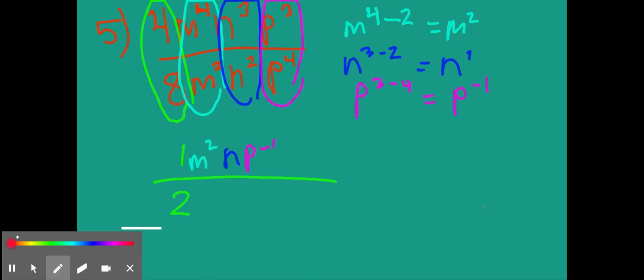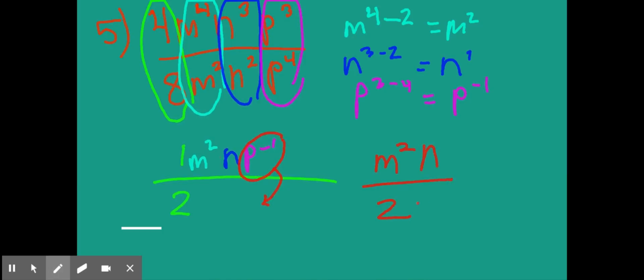Now we only have one more thing left to do, and it has an issue with this p to the -1 power. We want everything to have a positive exponent. So in order to make that positive, we just have to move that to the denominator. And so now I could write this 1, but I really don't need to. So I'm going to write m to the 2nd power n divided by 2p to the 1st power. But remember, when you have an exponent of 1, you don't need to write that. And this is your answer.